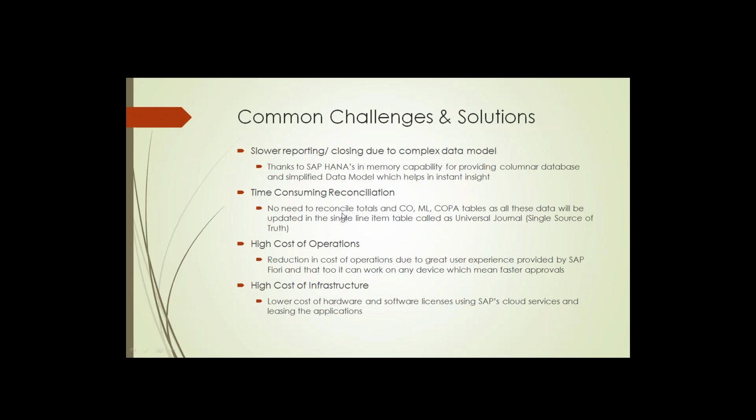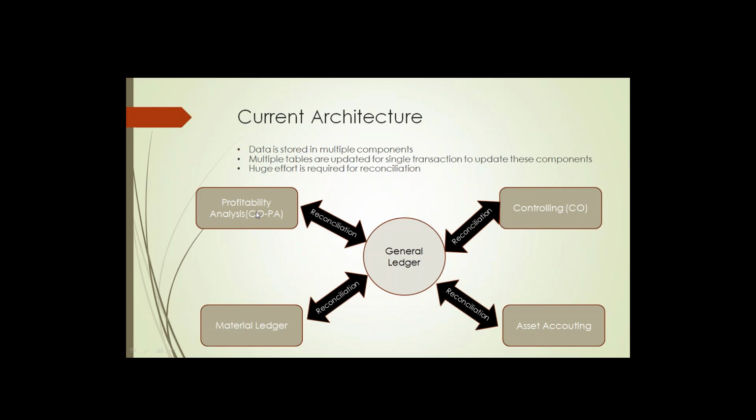Because fewer tables are getting updated, the reportings and closings are becoming simpler. At the same time, you don't need to waste your time on reconciliation, because everything will be reconciled by the simplified data model. We'll see how in our slide. So this is just an example. Our current architecture is this, where profitability analysis has a separate set of tables, material ledger has a separate set of tables, asset accounting and controlling again use separate sets of tables, and everything needs to be reconciled with the general ledger. Although they are very tightly integrated, these are still different modules, right?